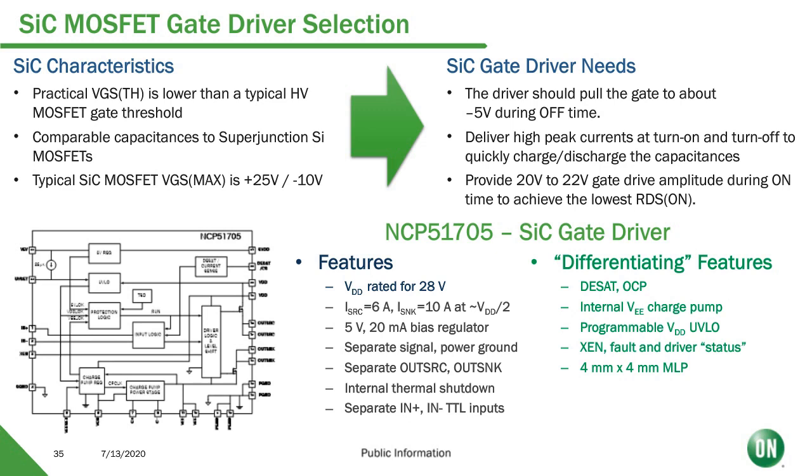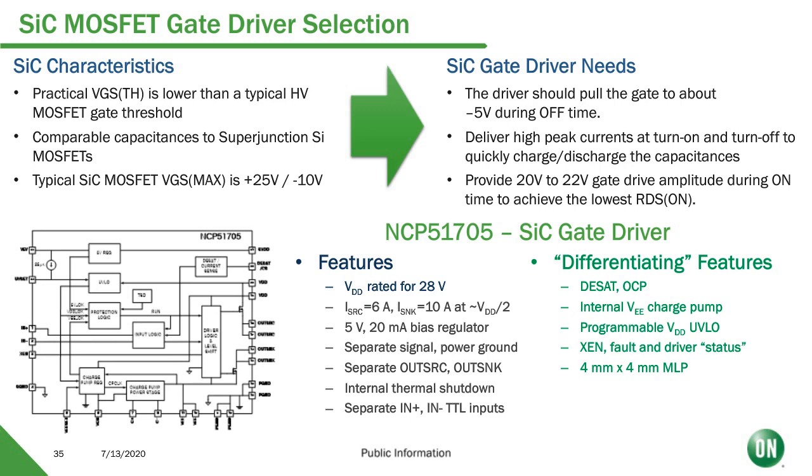So this is where we have our NCP51705 silicon carbide gate driver that builds in all these features that I've mentioned, in addition to having DSAT and overcurrent protection. It has that internal negative VEE charge pump, so you don't need complicated circuitry outside to get that negative voltage. It has programmable UVLO, or undervoltage lockout, and is also in a very compact 4mm by 4mm QFN style package that can be placed very close to the silicon carbide MOSFET, as you want to eliminate the parasitics and the traces to increase performance.